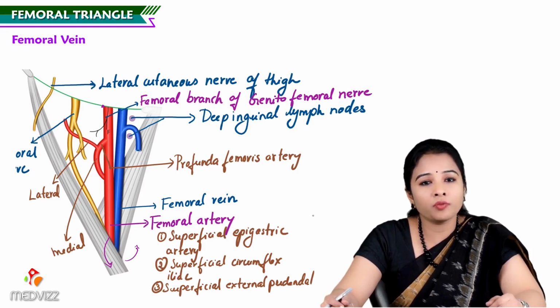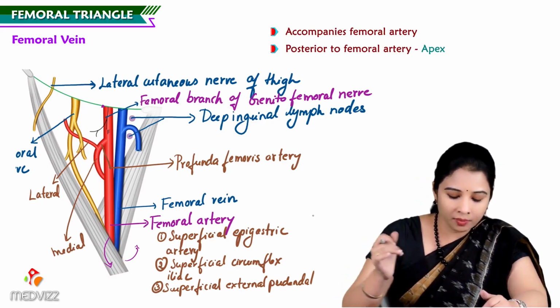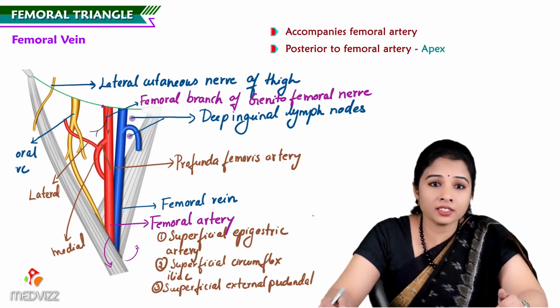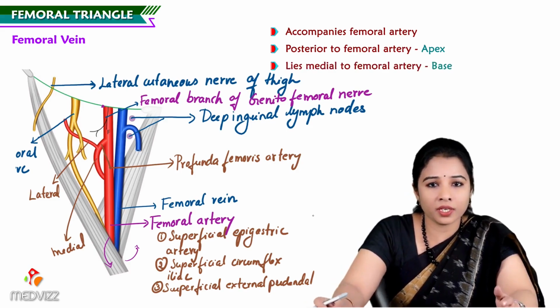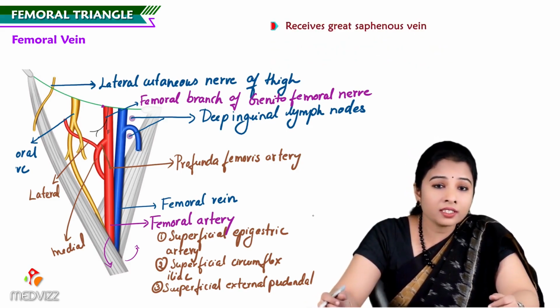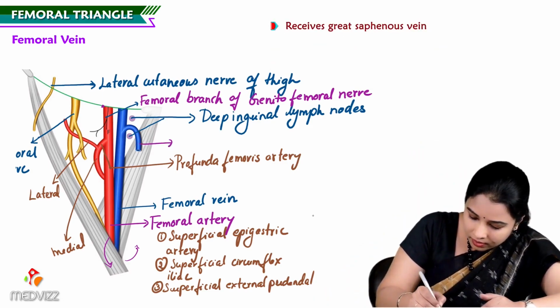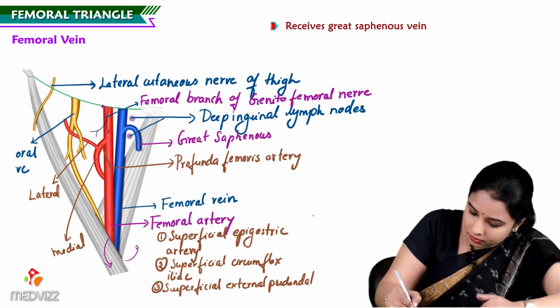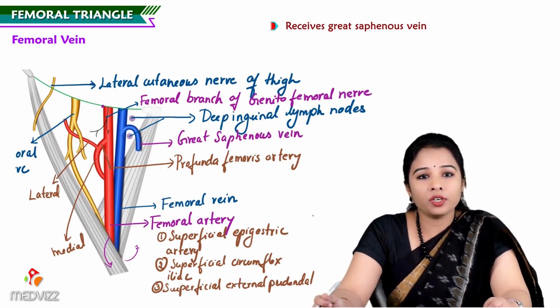Next, about the femoral vein. Femoral vein accompanies the femoral artery. The vein is posterior to the femoral artery at its apex. I already said that the vein goes posterior to the femoral artery at its apex, and on the medial side, it lies medial to the femoral artery at its base, and it receives the great saphenous vein. You can see a tributary here. This is the great saphenous vein, which drains into the femoral vein.